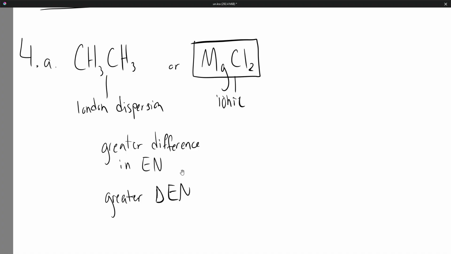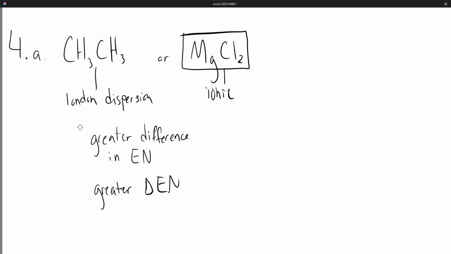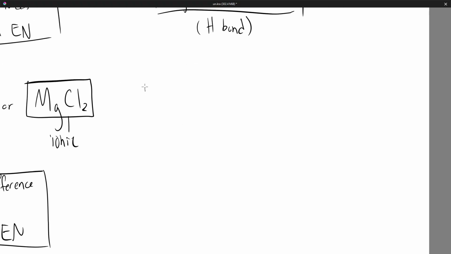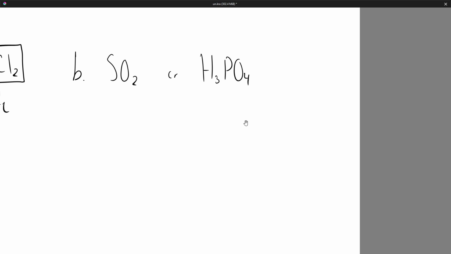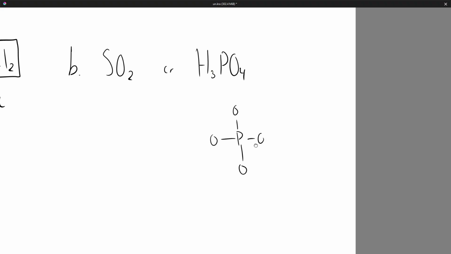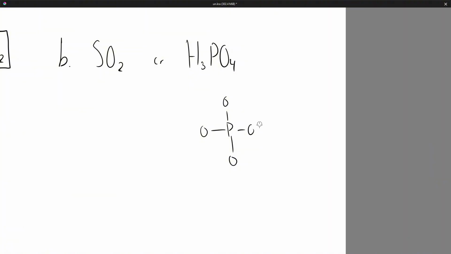That's delta En, so greater difference in electronegativity. The same thing basically. Okay, so for B, it's between sulfur dioxide or phosphoric acid, H3PO4. If we look at the Lewis dot structures, it's PO4 with the H's being attached to three of these O's right here.